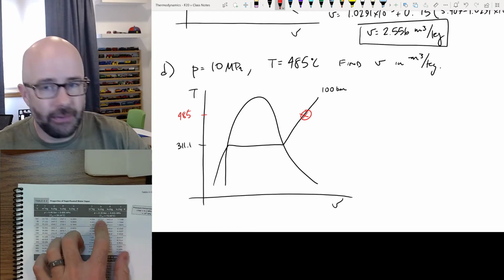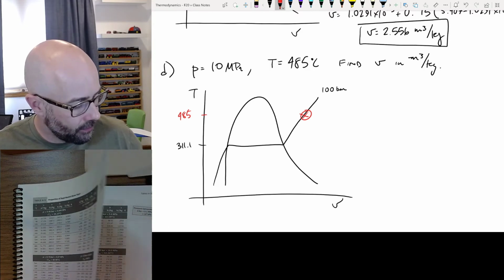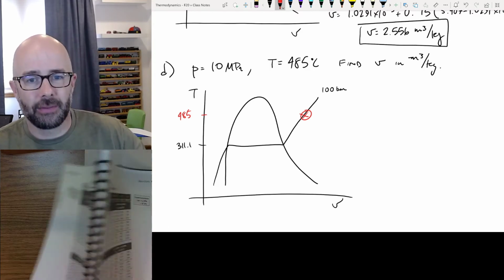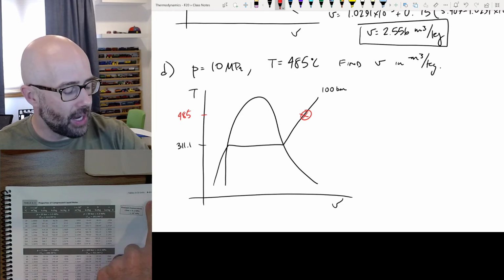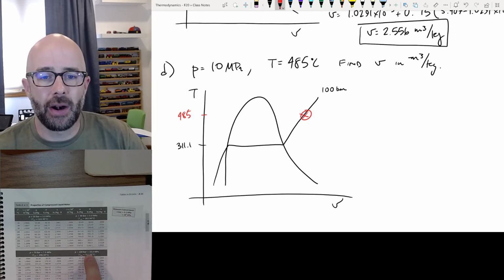And I'm going to be looking for 100 bars. And 100 bars is on page A11. It says here 100 bars, 10 megapascals. It shows us the conversion that we have here. It also tells us what the saturation pressure is here, so we don't have to go look that up at our saturation charts if we didn't want to.